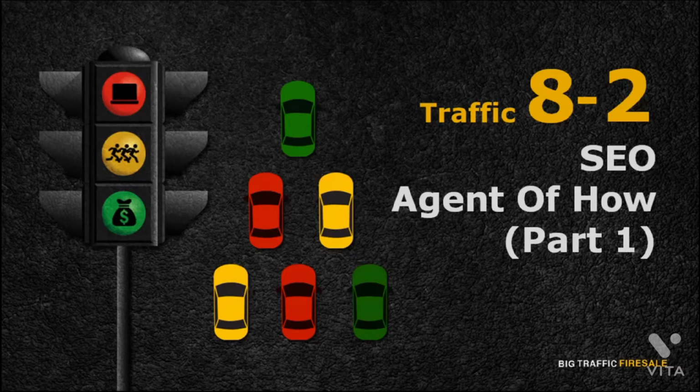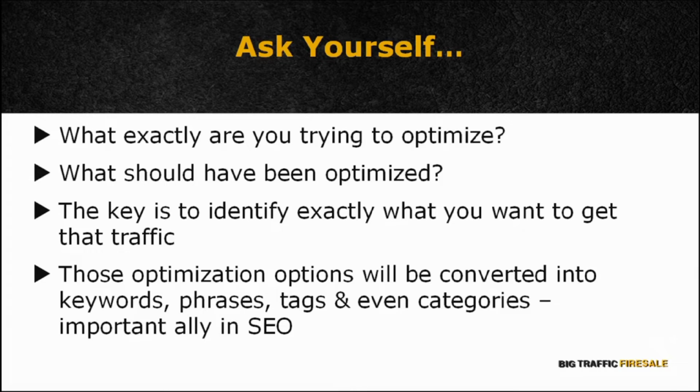This is where you uncover effective steps to fully optimize your site to generate traffic you desire. First off, ask yourself, what exactly are you trying to optimize? Or if you've tried SEO before and it didn't produce results, what should have been optimized? Identifying exactly what you, not anyone else, but what you want is important to get traffic, because those optimization options will be converted into keywords, phrases, tags, and even categories that in turn will be your most important ally in SEO.